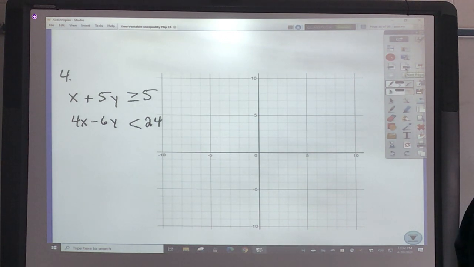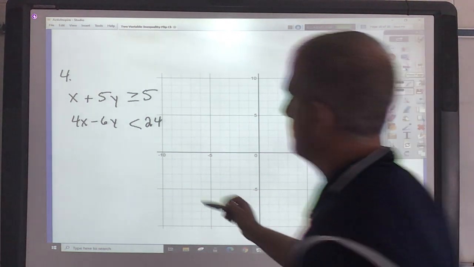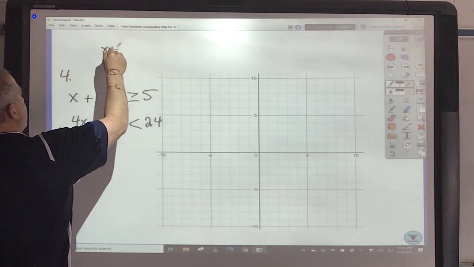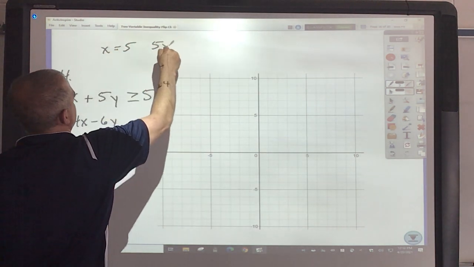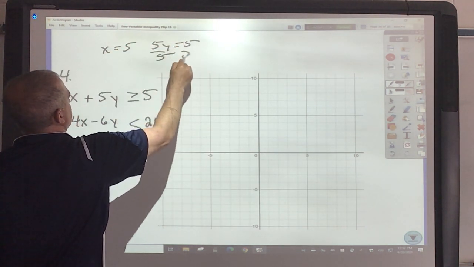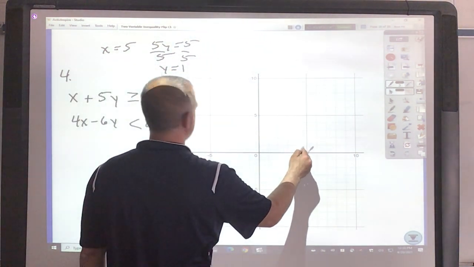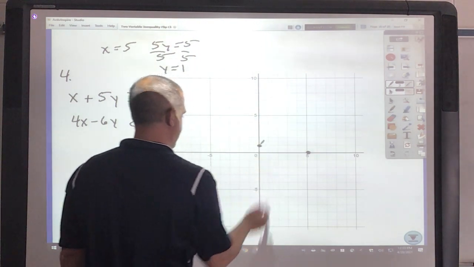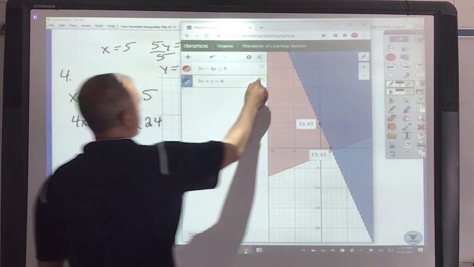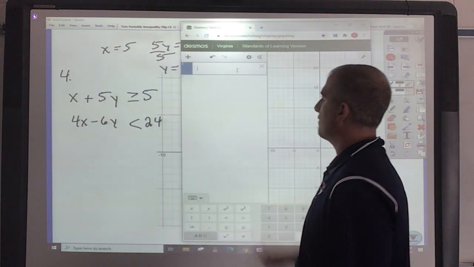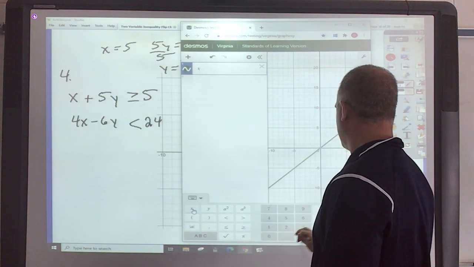Okay. All right, so let's go ahead and do this one. This one I'd have x equaling 5. That's easy. 5y equaling 5. That's y is 1. Okay, so I got 5 for x, 1 for y. You want to confirm the line, that is fine.